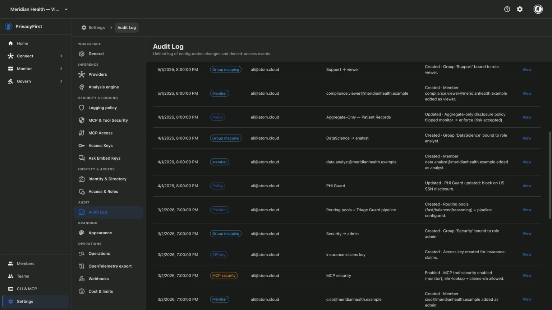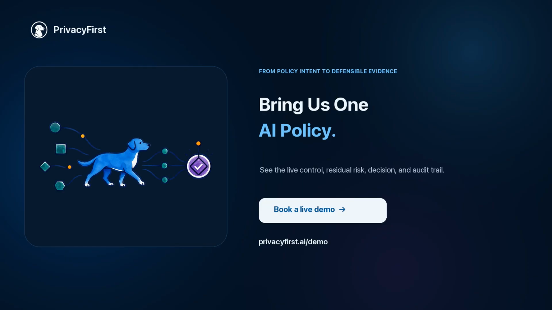Requirement, configured control, measured residual risk, runtime decision, and accountable change. That is a defensible assurance story without turning a past test into a promise the evidence cannot support.